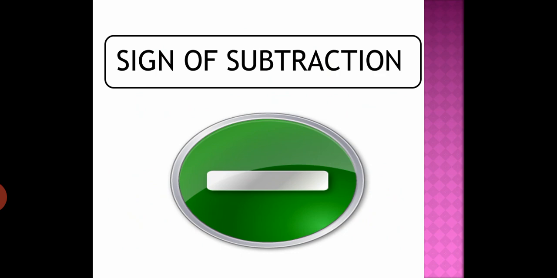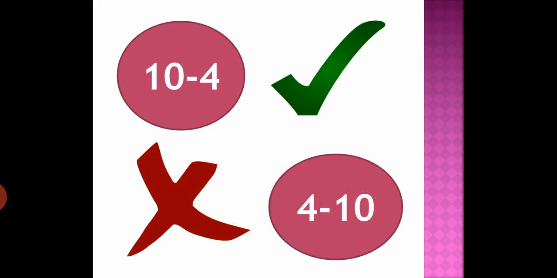Kids, in previous chapter, you have done addition on number line. Now, we will do subtraction on number line. Suppose I want to subtract 4 from 10. What is the right way to write digits? 10 minus 4 or 4 minus 10? You are right. 10 minus 4 is the correct way. Because every time in subtraction we write bigger digit first and then smaller digit. We cannot subtract smaller digit from bigger digit.